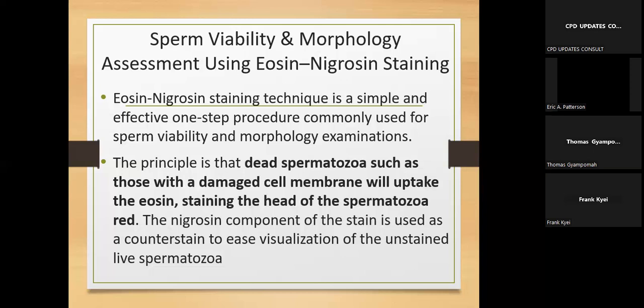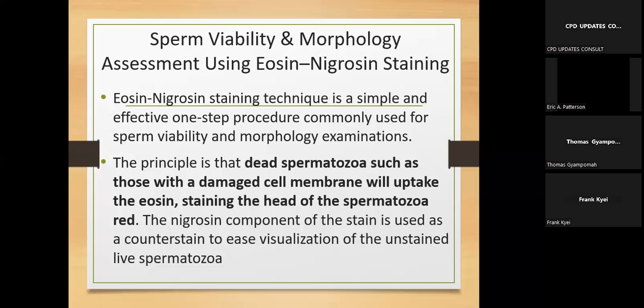Because the neck, they don't need to be stained. You're only looking at it and saying, oh, it is smooth, it is oval, it is meeting the characteristics of the morphology of a normal sperm. So it means that nigrosin is going to be used as a negative stain to help you see the true appearance and shape of the sperm.